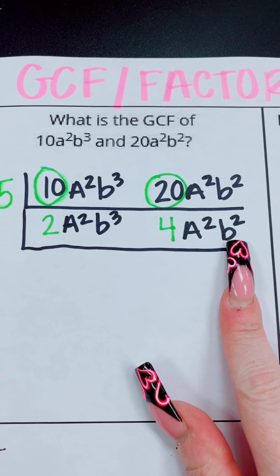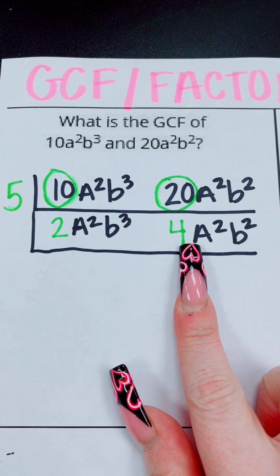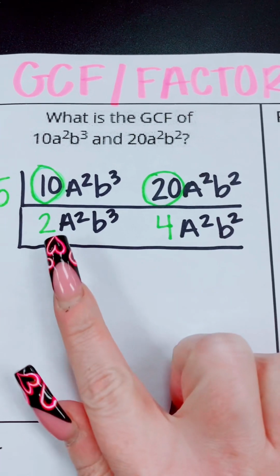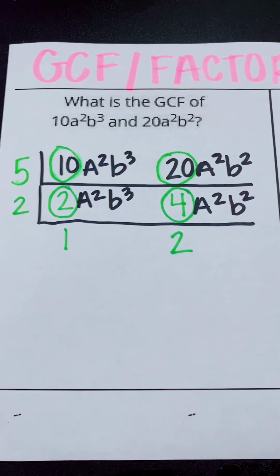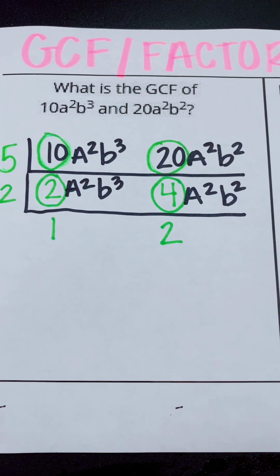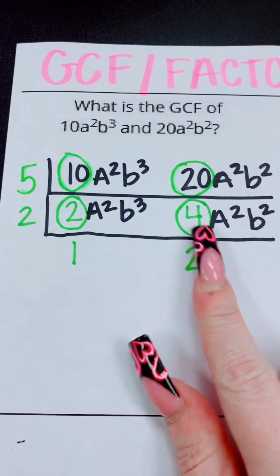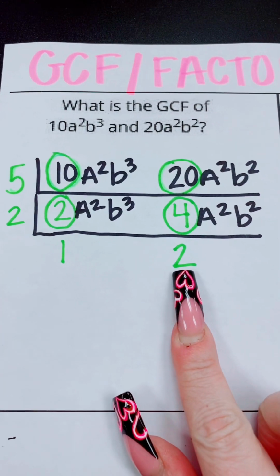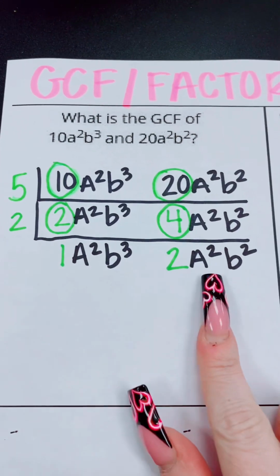Looking at my terms now, I notice that 2 and 4 can still be divided by 2, so that means they have a factor of 2 in common. So focusing again just on the coefficients, or the numbers, 2 divided by 2 is 1, 4 divided by 2 is 2. Then I bring down the variables in both of my terms.